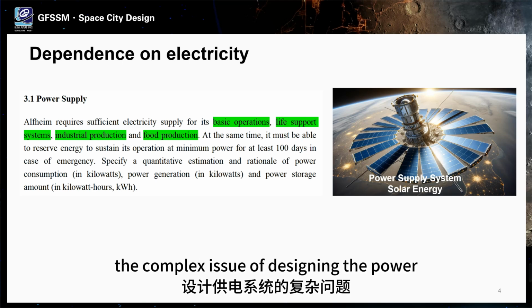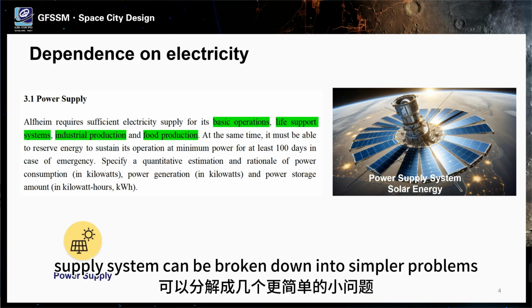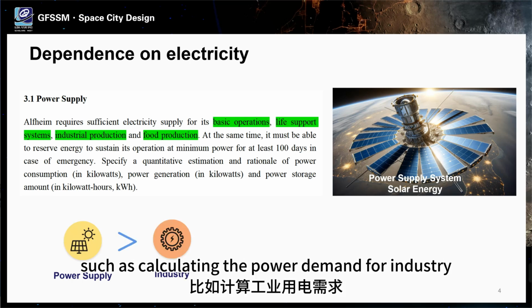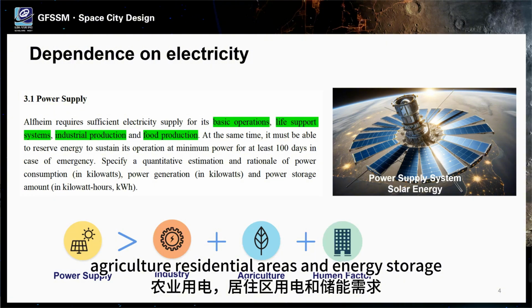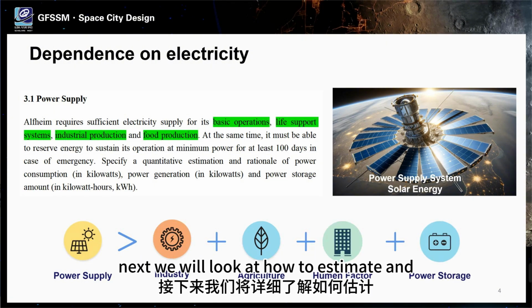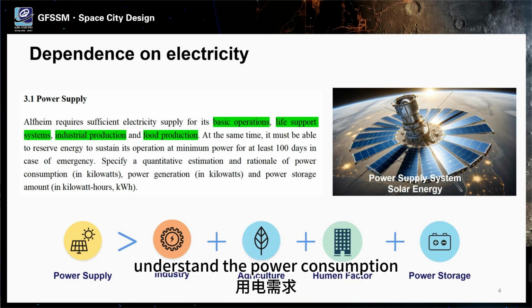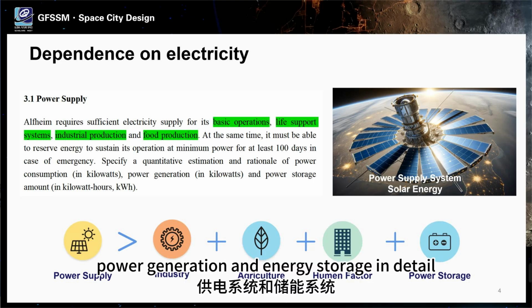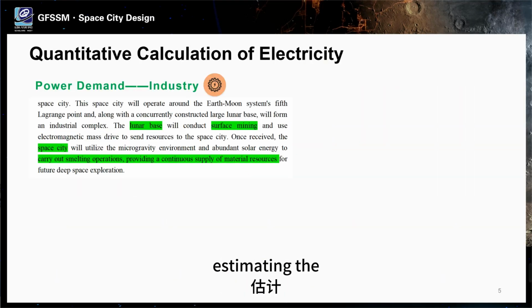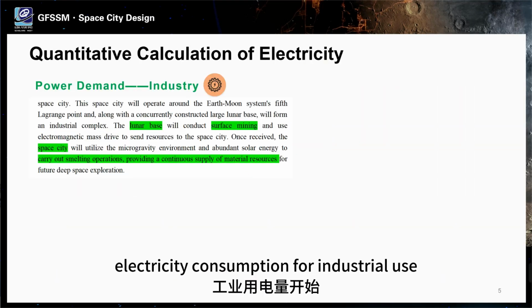The complex issue of designing the power supply system can be broken down into simpler problems, such as calculating the power demand for industry, agriculture, residential areas, and energy storage. Next, we will look at how to estimate and understand the power consumption, power generation, and energy storage in detail. Let's start by estimating the electricity consumption for industrial use.